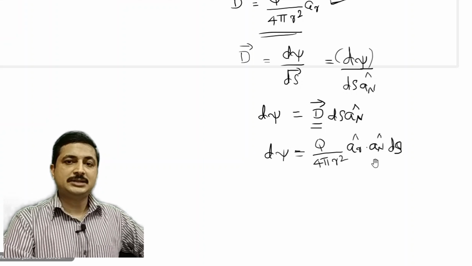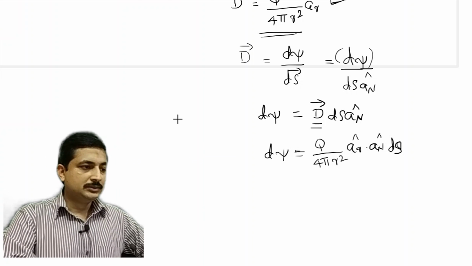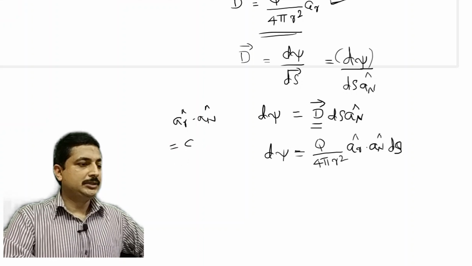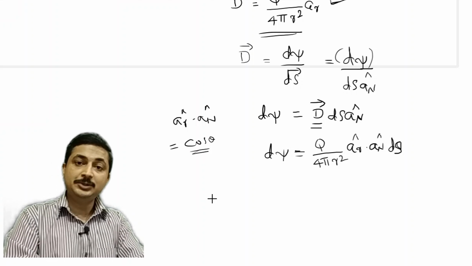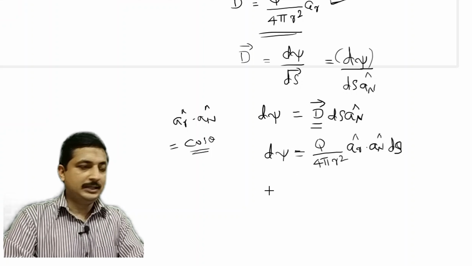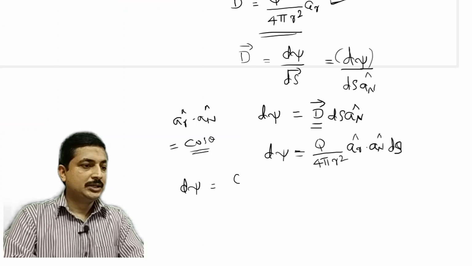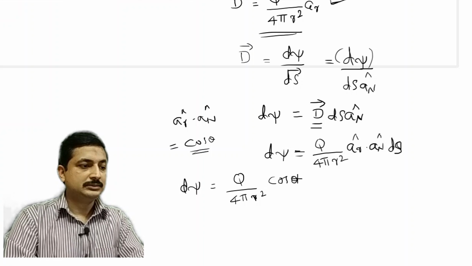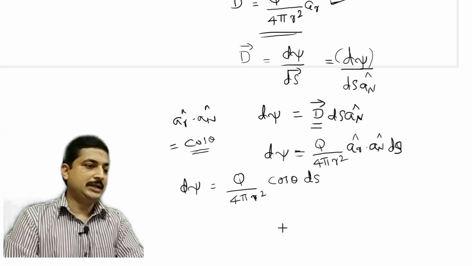Cos theta, the cosine of the smallest angle between them. So AR cap dot AN cap will be equal to cos theta. I hope this is very clear. Okay, AR cap dot AN cap will be equal to cos theta. So substituting that here, I get my d psi as q divided by 4 pi r square cos theta ds. Okay, I get it as q by 4 pi r square cos theta ds.